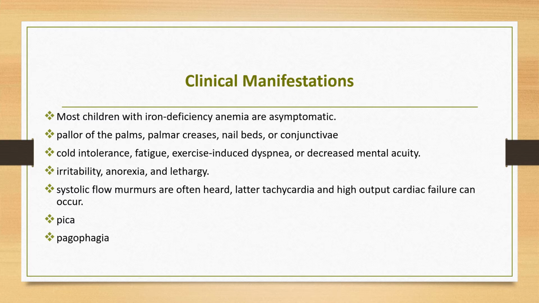If the child becomes symptomatic, progressive pallor, which involves the palms, palmar creases, nail beds, and the conjunctiva, will appear slowly. Later, if the anemia progresses, cold intolerance, fatigue, exercise induced dyspnea, and decreased mental acuity will appear, and also irritability, anorexia, lethargy, and a slow systolic flow murmur can be heard. If the anemia becomes more severe, the systolic flow murmur may progress to tachycardia and also high output cardiac failure.